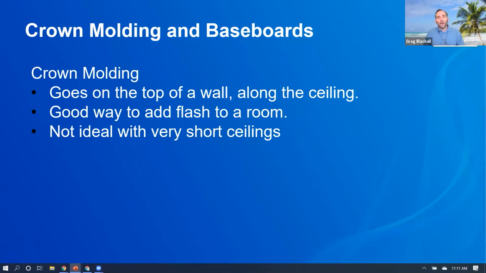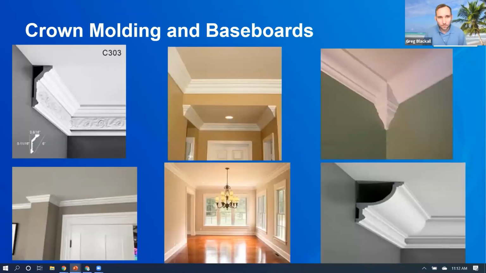Now, the crown molding goes on the top of a wall along the ceiling. It's a good way to add flash to a room, but this is typically not something that we're going to see in every room of the house. Typically, you're going to see your crown molding in rooms with taller ceilings. So things like living rooms or great rooms, dining rooms sometimes. You might see them in a master bedroom because, again, you want to add some pop, but it's not something that you'll necessarily see in every room of every house.